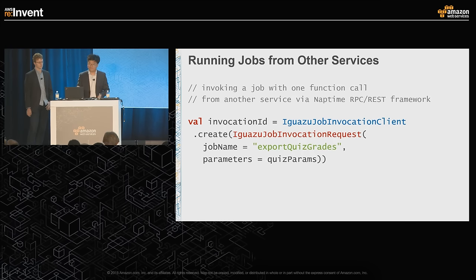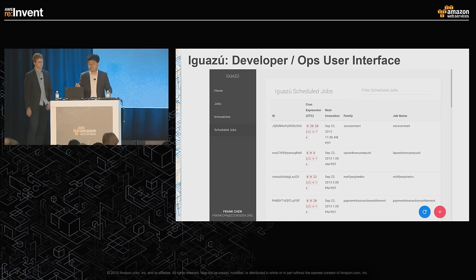So it's really simple. And for the developer and ops user, we have an admin interface like I talked about, and you can add scheduled jobs, look at all the job invocations that are happening and things like that. And you can just click the plus button in the lower right to add a new scheduled job, and they also can click to edit existing ones. And of course, all changes are logged for auditing purposes.